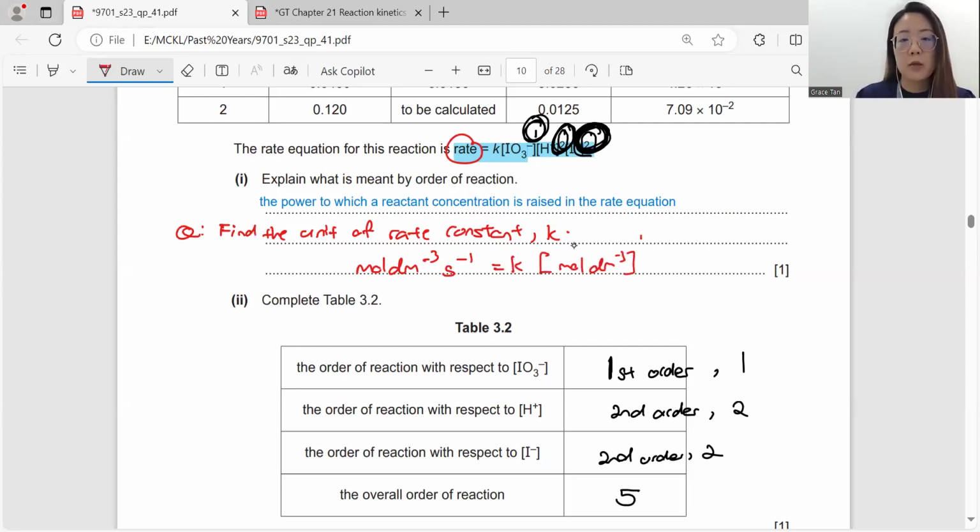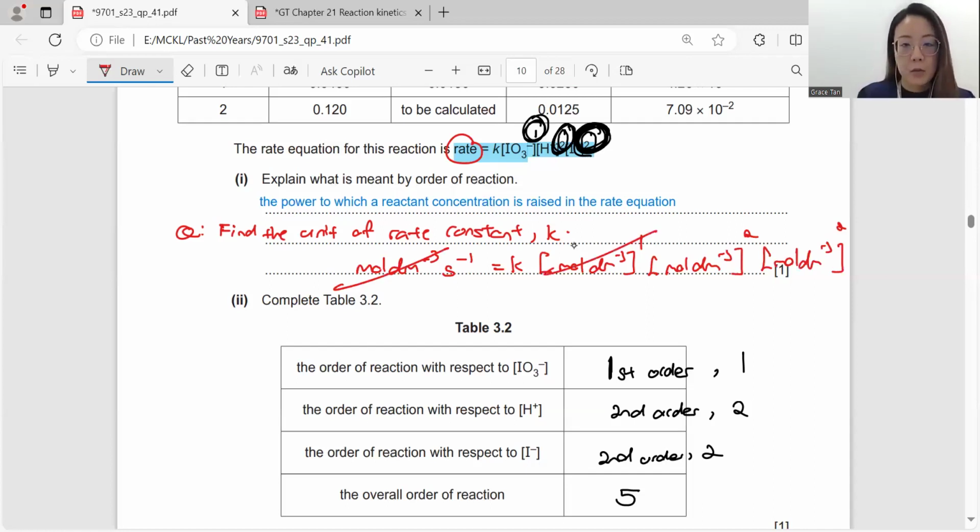Since it's power to 1, we raise the unit to the power of 1. H plus is also a concentration, so mole per dm cube. Square means you also square the unit. Iodide, mole per dm cube, square, so you also square. So can I take this mole per dm cube on the left and cancel it out with the mole per dm cube on the right?